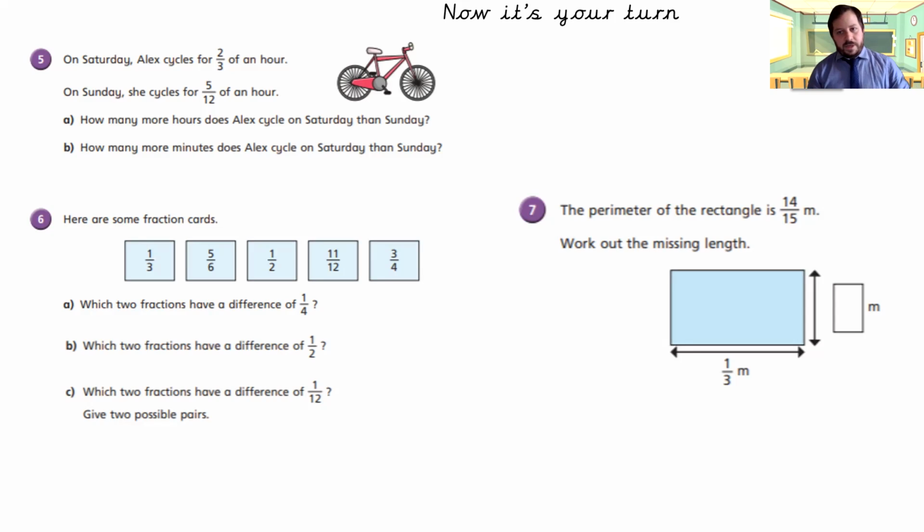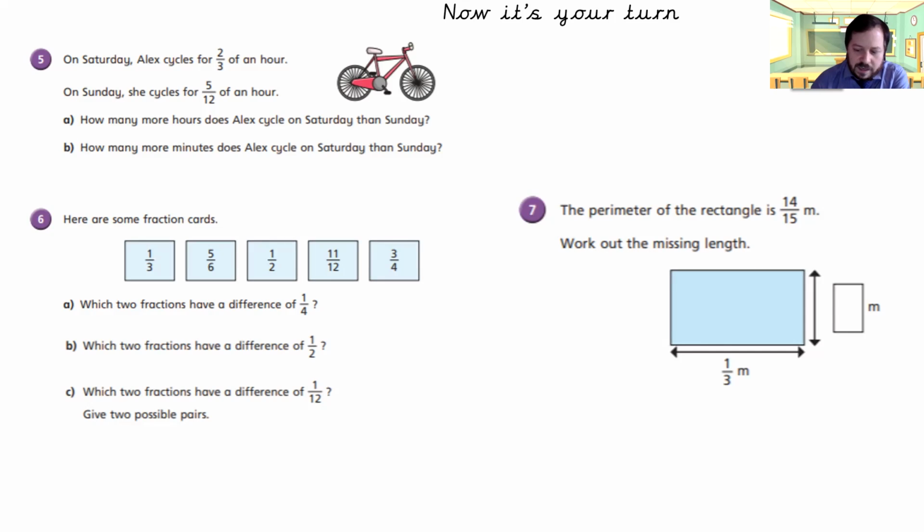Okay, let's talk through it then, shall we? So on Saturday, Alex cycles for 2/3 of an hour. On Sunday, she cycles for 5/12 of an hour. How many more hours does Alex cycle on Saturday than Sunday? How many more minutes does Alex cycle on Saturday than Sunday?